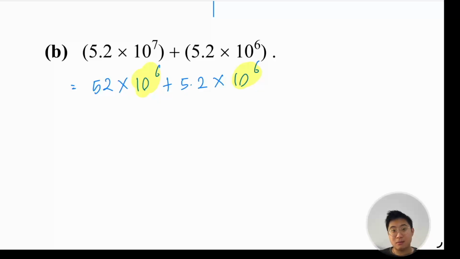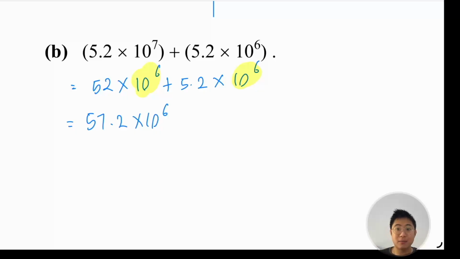It's just like 2x plus 3x. You know, you can add them now. When you add them, you will have 57.2 times 10 to the power of 6. Now the powers do not climb up. The powers only change when you multiply indices.